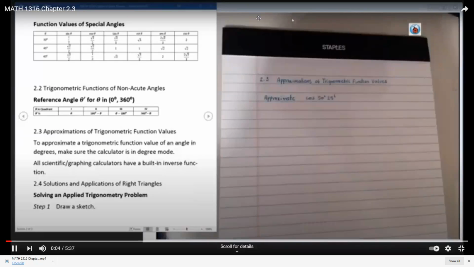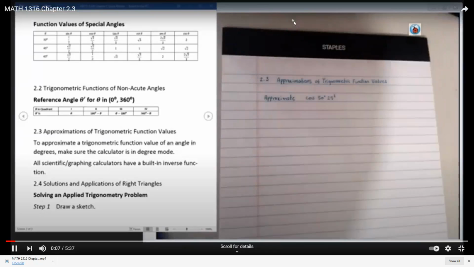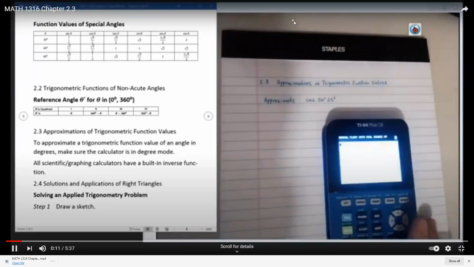So we're gonna record the voice for the chapter 2.3 video. And in chapter 2.3, we're looking at approximations of trigonometric function values.